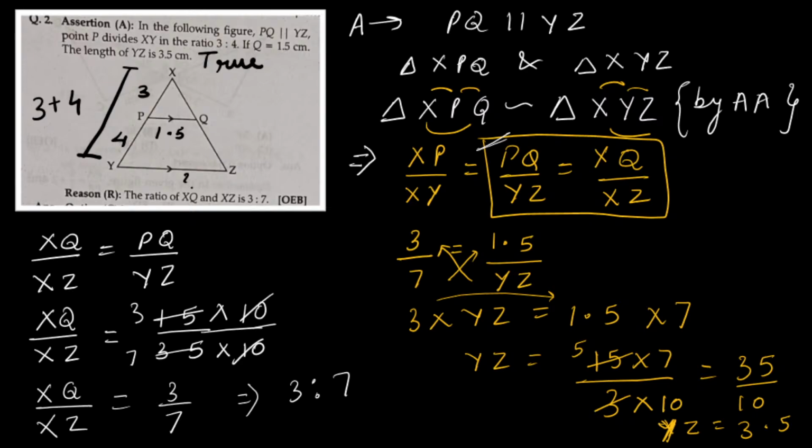Okay, so this is correct, because here also we are getting the correct answer. 3 is to 7 we are getting, so that means R is also true. A is true, R is true. Both A and R are true, so option C is the correct answer. Option C, both are true.